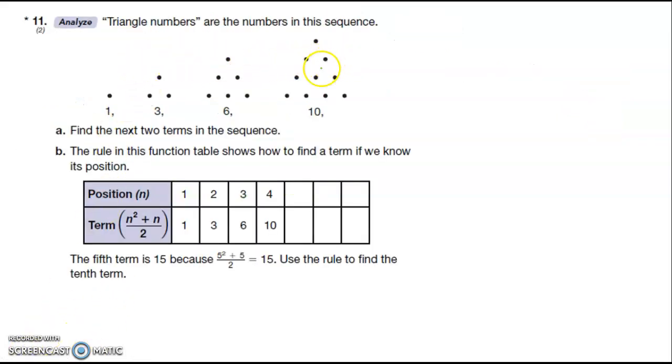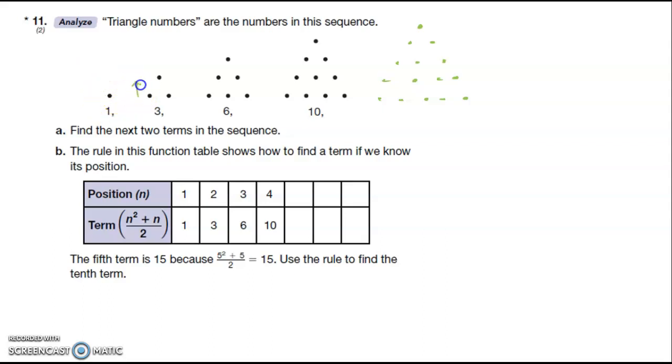Okay, triangle numbers and the numbers in this sequence, 1, 3, 6, 10. Find the next two terms in the sequence. So let's see, this is plus 2, plus 3, plus 4. I put 2 there, I put 3 there, I put 4 there. So the next one I'm going to have 1 dot, 1, 2, 1, 2, 3, 1, 2, 3, 4, 1, 2, 3, 4, 5. You can see we're building up from here.